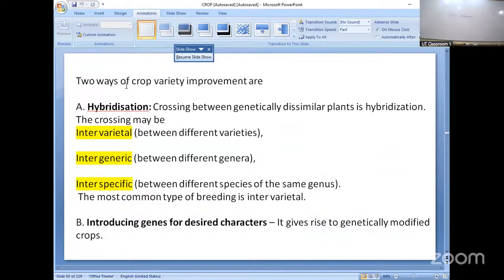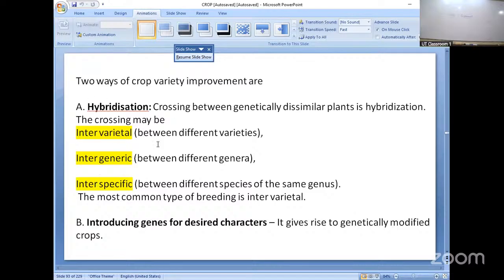So for that, two ways are there for crop variety improvement. One is hybridization, and the other is introducing genes for desired characters. Hybridization means, this we have studied in genetics, crossing the tall and the dwarf, or self cross, and they form a hybrid variety. In the heredity chapter we have studied, no? Yes, ma'am. That is crossing, and it is done in three ways: intervarietal, intergeneric, and interspecific.